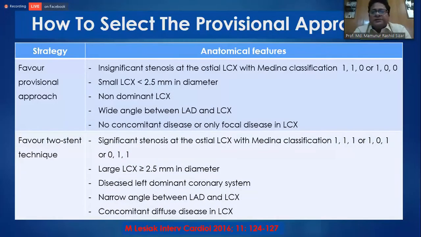How to select the provisional approach? The provisional candidate patients have insignificant stenosis at the ostial LCX with Medina classification 1-1-0 or 1-0-1, a small LCX less than 2.5 millimeter in diameter, a non-dominant LCX, a wide angle between the LAD and LCX, and no concomitant disease or only focal disease in the LCX.